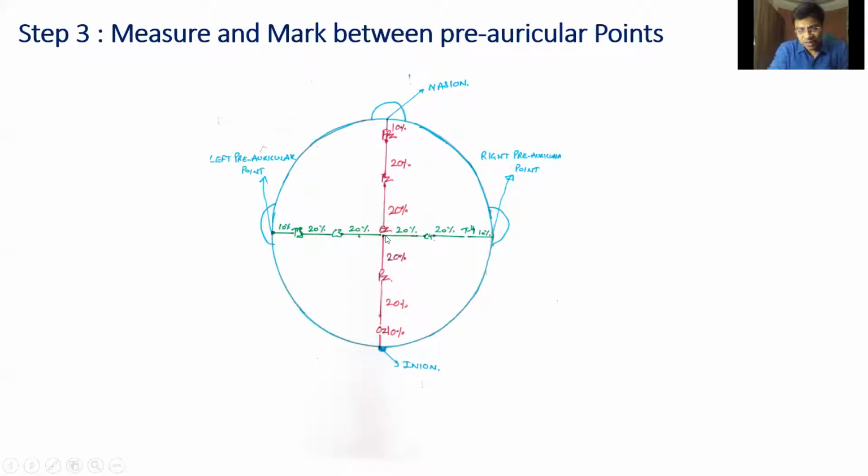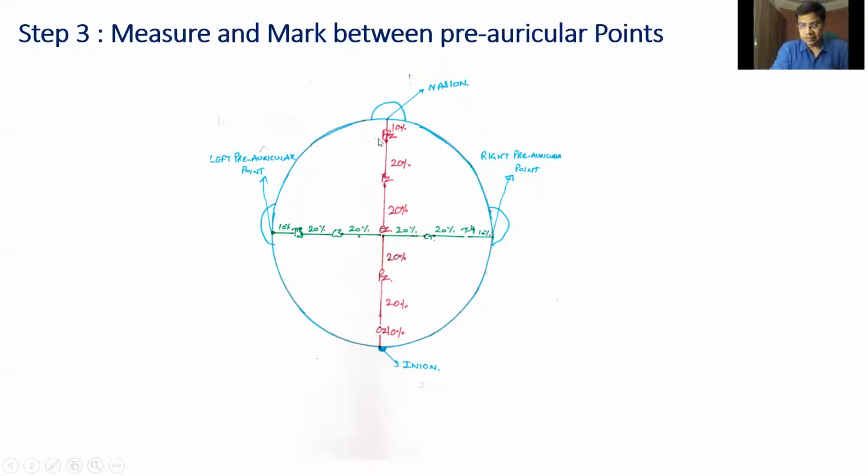From Cz towards the left preauricular point, 20% is C3. Again, 20% further towards the left preauricular point is T3, and from T3 it is 10% to the preauricular point. Similarly, on the right side, 20% from Cz is C4, another 20% is T4, and from T4, 10% is the right preauricular point. Now we could find C3 and C4, but the occipital and frontal channels are still missing, so we move to the next step.